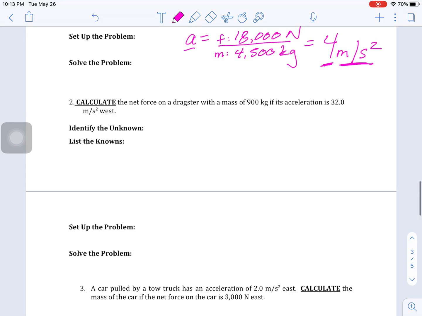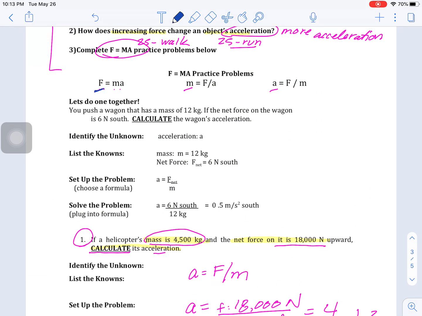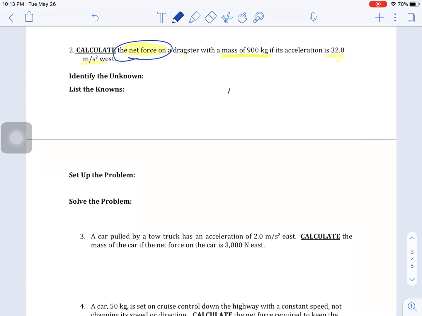Number 2 here, split by the page, but we still can solve it. Looking at our problem, we want to calculate net force. We know the mass of the dragster, which is a racing car. We know the mass is 900 kilograms and its acceleration is 32 meters per second. So I'm solving for net force. Looking at my formulas, I need to solve for F. So I've got force equals ma. And in math, remember, when there's no symbol, they're being multiplied together.